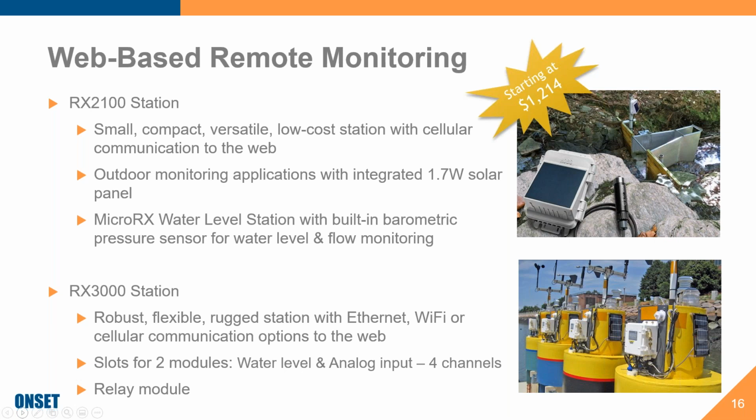There is a relay module available for that unit also. Typically that's added if you want to trigger a switch, could be to turn on an irrigation pump, for example. The RX3000 station is not a controller in the true sense of the word for time-based controlling, but it would trigger a switch or send you an alarm based on a sensor parameter. And by that I mean temperature has hit a certain degree, or water level has hit a certain level, and you want to know that.